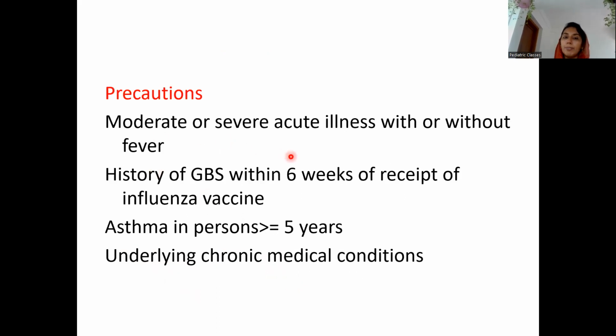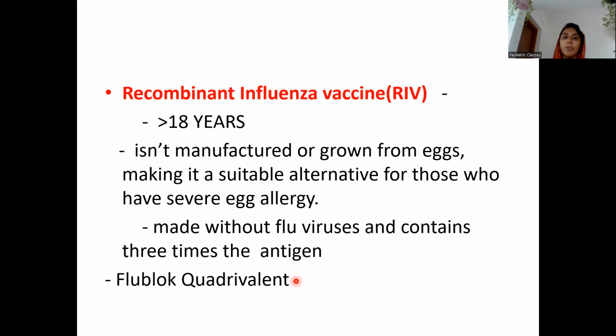Precautions again: moderate to severe acute illness with or without fever, history of GBS within 6 weeks of receipt of influenza vaccine, asthma in persons more than or equal to 5 years, or underlying chronic medical conditions. In such patients, better we avoid live attenuated vaccines.